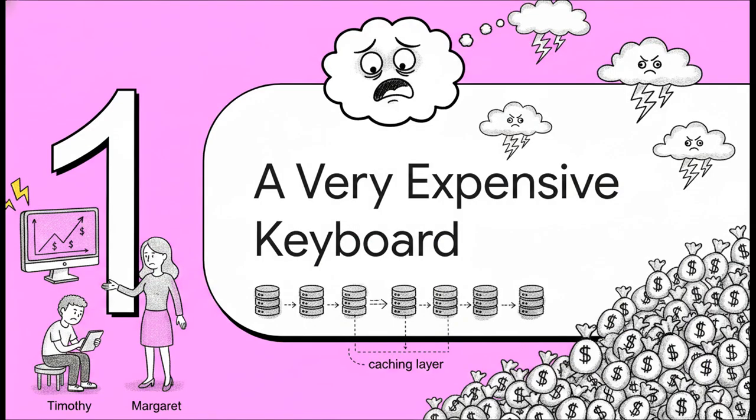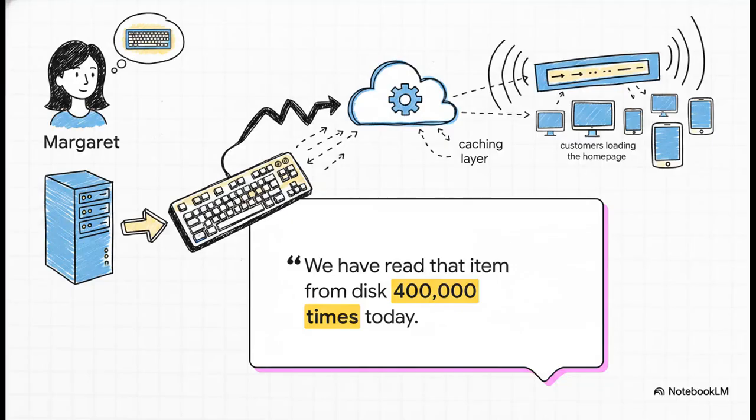We've got Timothy, a junior developer, and his senior colleague, Margaret. Their company's big flash sale is a massive hit, which is great, but it's also creating a new, very expensive problem. Timothy is staring at their cloud bill, and the numbers are just making his eyes water. So he goes to Margaret, and he points out the culprit. It's their number one best-selling item, a mechanical keyboard.